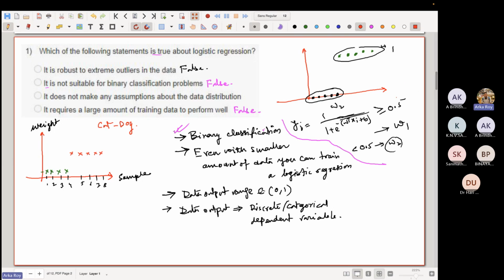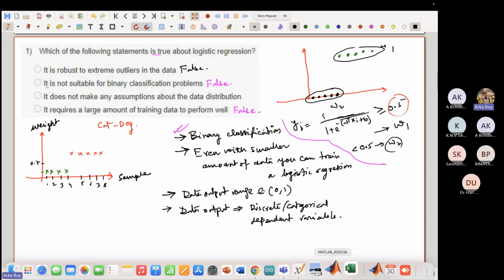So if you want to change this particular decision rule based on this scenario, your decision rule may be, let's say, if the value is greater than 0.7, then you can consider the case as dog class, otherwise it is cat class.